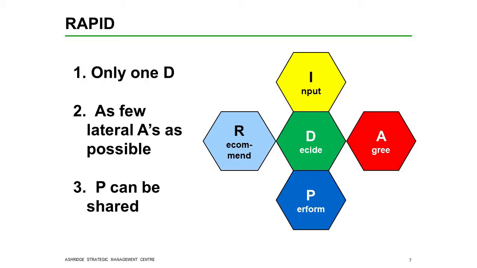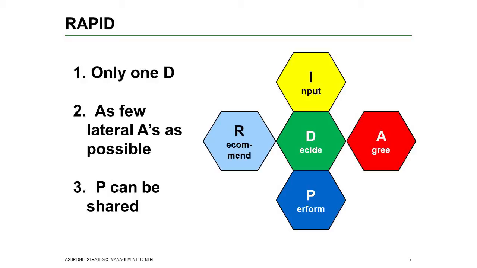Now, I'm going to start with D, actually, because this is really the most important letter, because this is the decision maker. So this is the person who is going to consider alternatives, do some analysis, and then make a judgment between alternatives. And they may have to get that judgment approved higher up, but they've made a judgment between alternatives.